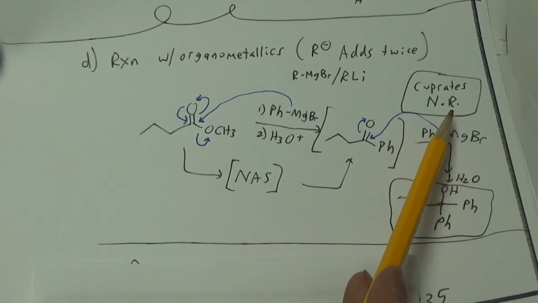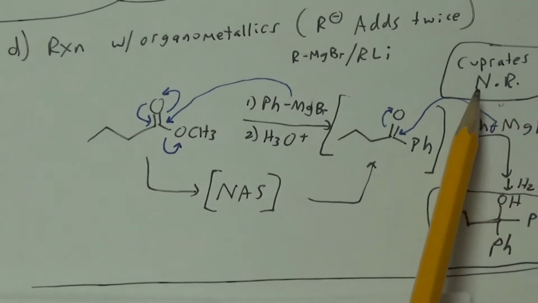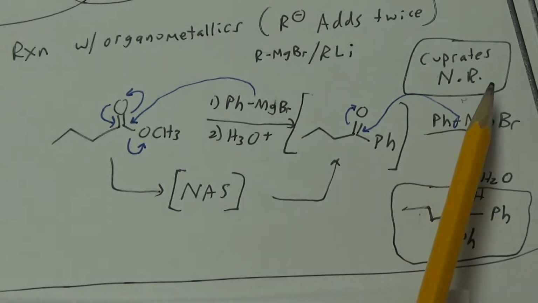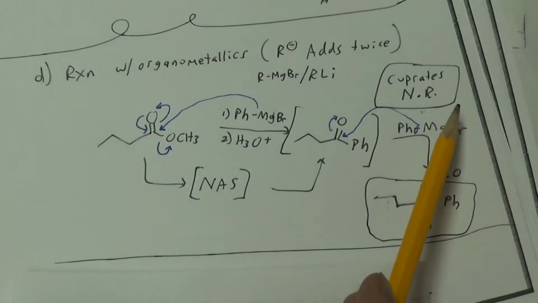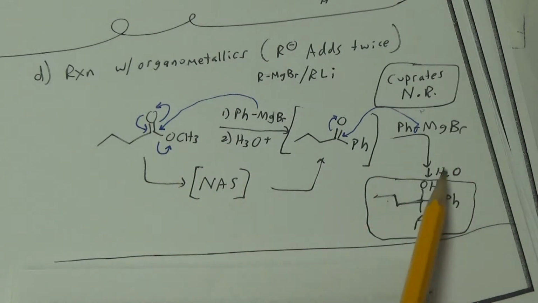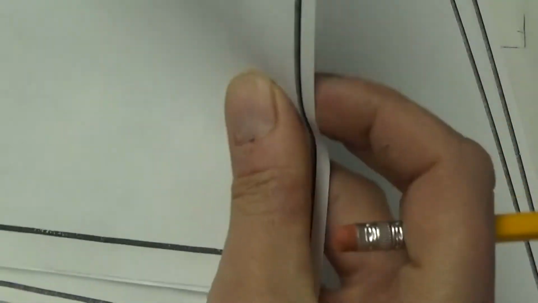Okay, what do cuprates react with? What's the derivative that cuprates react with? And that was acid chlorides, right? So cuprates only react with acid chlorides in terms of the stuff you're going to see this chapter. And when they react with acid chlorides, they react once, whereas these guys react twice. Okay, all right.